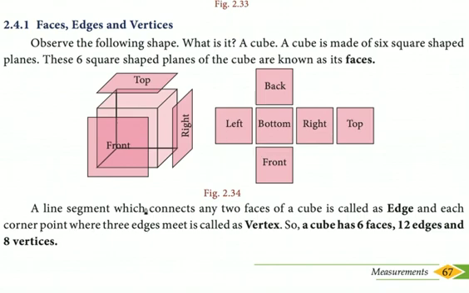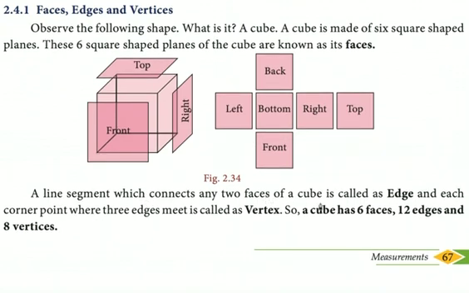A line segment which connects any two faces of a cube is called an edge. How many edges does it have? And each corner point where the edges meet is called a vertex. These corner points are called vertices. So a cube has 6 faces and 12 edges. You can count it.